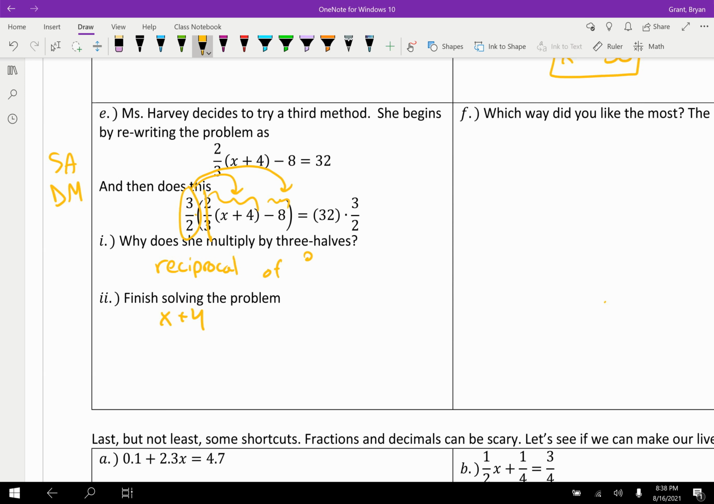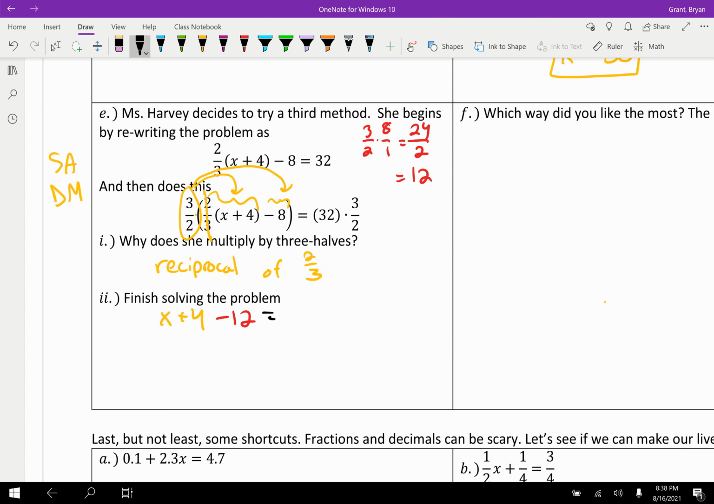of 2/3. To do 3/2 times 8, I'll do that over here really quickly just so we can see the math. 3/2 times 8, or 8 over 1, just go straight across. 3 times 8 is 24, 2 times 1 is 2, 24 over 2 is 12. So 3/2 of 8 ends up being minus 12.